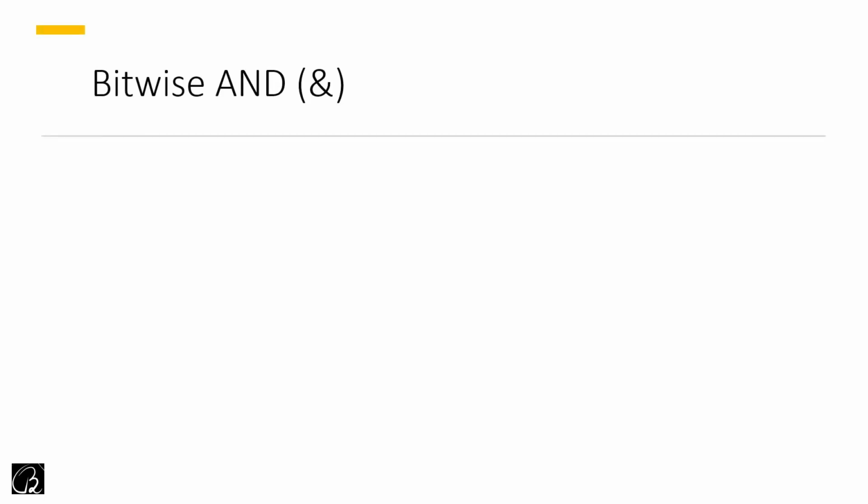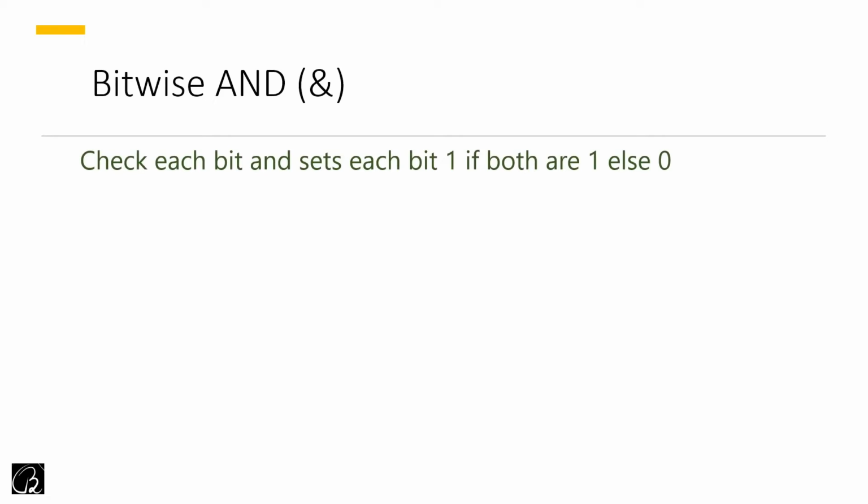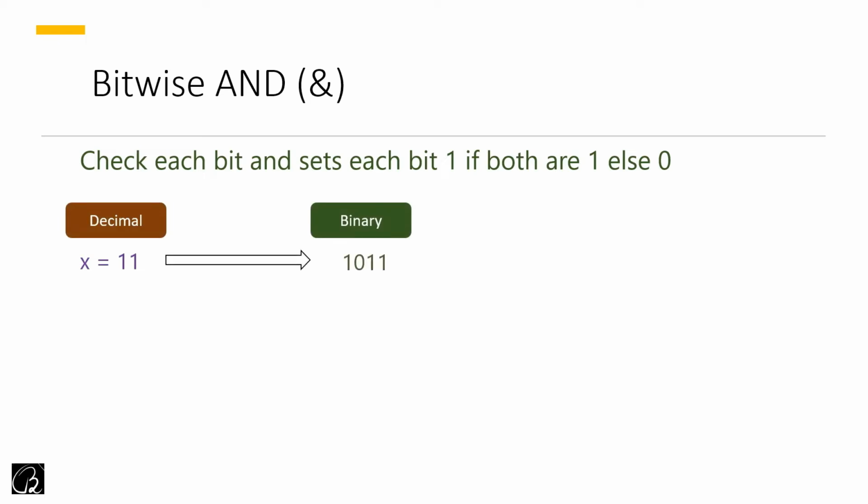First, bitwise AND. In the case of bitwise AND, it will check each bit and set each bit to 1 if both are 1, else 0. It is the same concept we learned for the logical AND or digital AND gate, but here it applies bit by bit. Let's say we have one number x equal to 11, that is decimal. Here we first have to convert it into binary, that's where we get bits, right? Now in binary we get 1011.